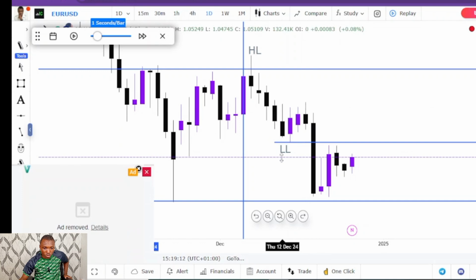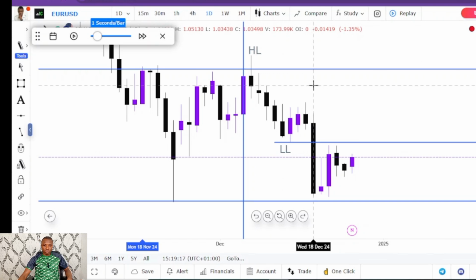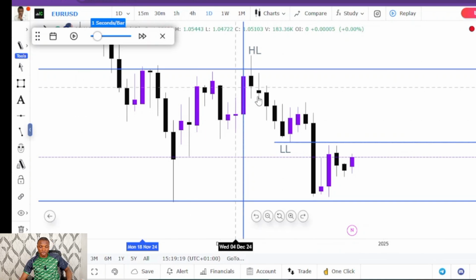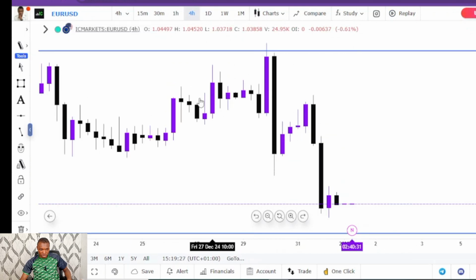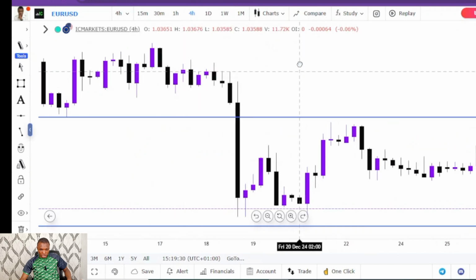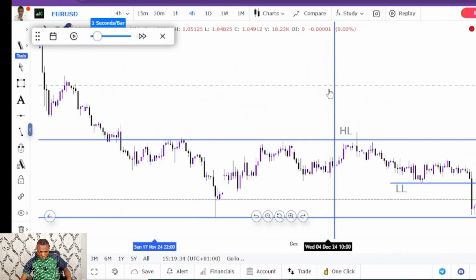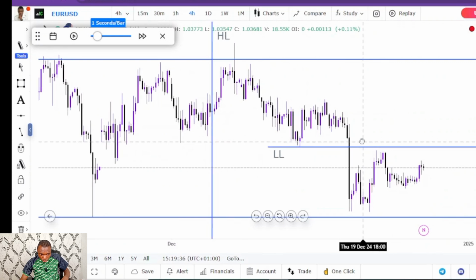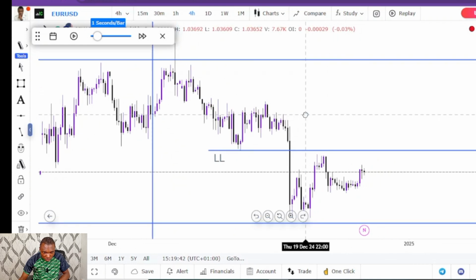So now, what you want to do, you already know what you are looking at. This is on the daily. So now you want to go on the 4 hours and see if you can find more information. Now looking at this same price action on the 4 hours, you can see the same price action on these 4 hours.